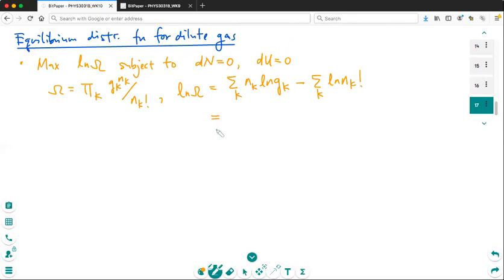Let me tidy a little bit for you. So we will have summation, log of GK, and we have a log NK factorial. NK is large. This is my demand. I still want a large number of particles, so I will have NK log NK. This is Stirling, plus NK. Right? There's a minus sign here.